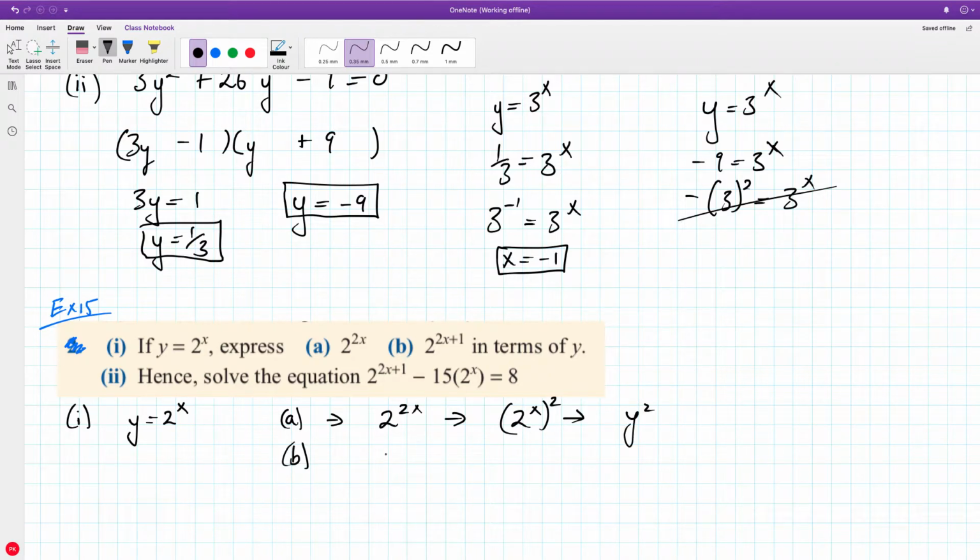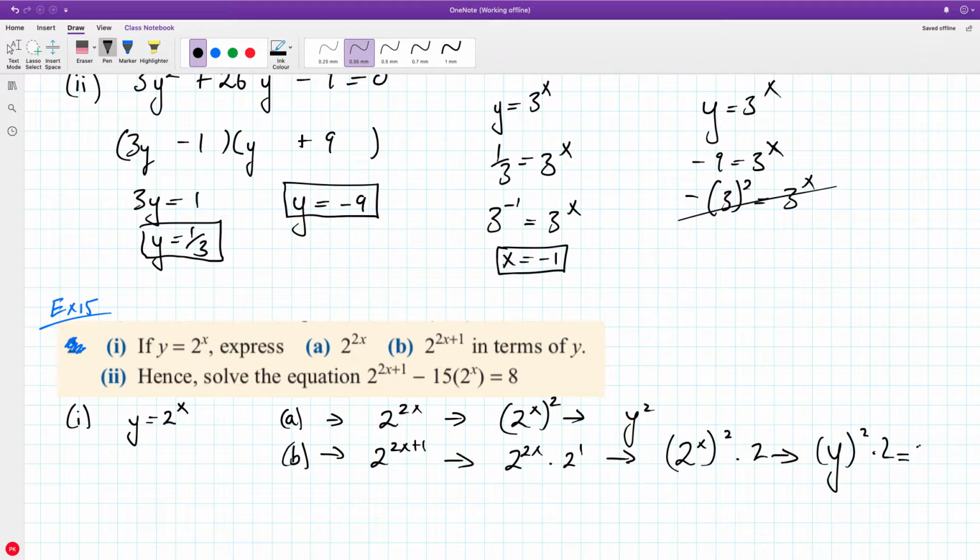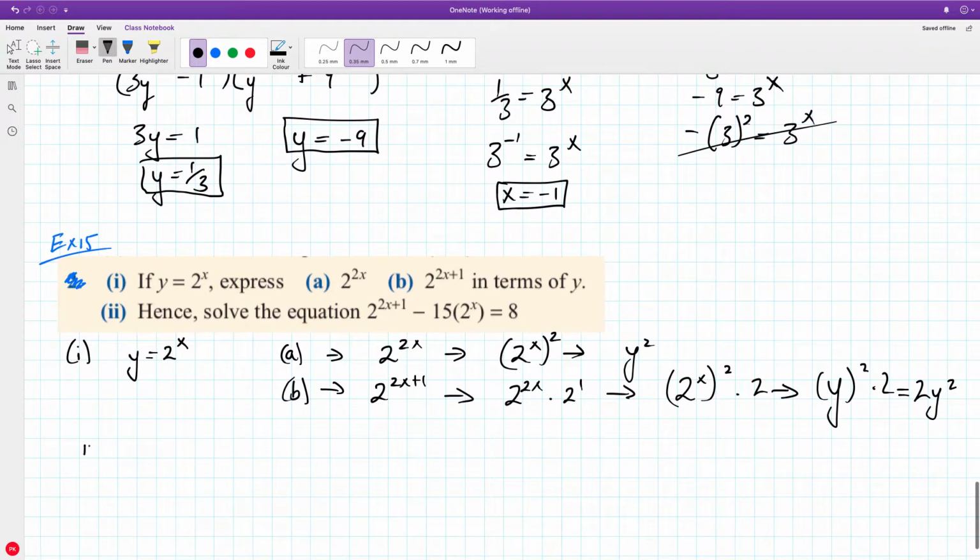B, 2 to the power of 2x plus 1 can be written as 2 to the power of 2x times 2 to the power of 1, which can be written as 2 to the power of x, all squared, times 2, which can be written as y squared times 2, which is 2y squared. So, I then is 2 times 2x plus 1. No, it's y squared. Yeah, right. Apologies, you're both right. Sorry.